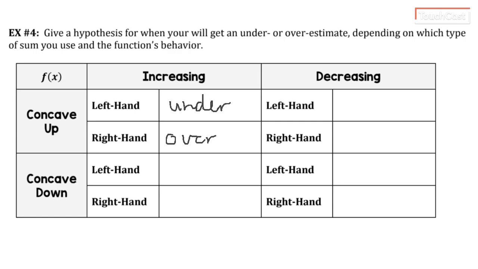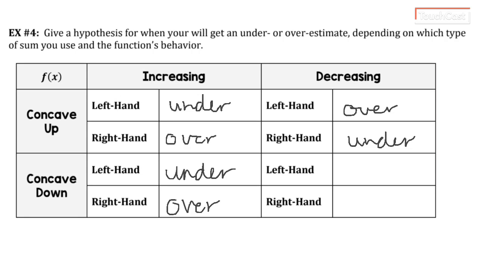So if we're increasing and we're concave down, taking a left-hand sum, we're going to end up underestimating. And a right-hand sum, we're going to end up overestimating. Now, if we're concave up and decreasing, we're going to flip these. So a left-hand sum, we're going to overestimate, and a right-hand, we're going to under. And then it's the same with concave down. Left-hand sum, we're going to have an overestimation. Right-hand, we're going to underestimate. And that's fine. Remember, we're just estimating the area.